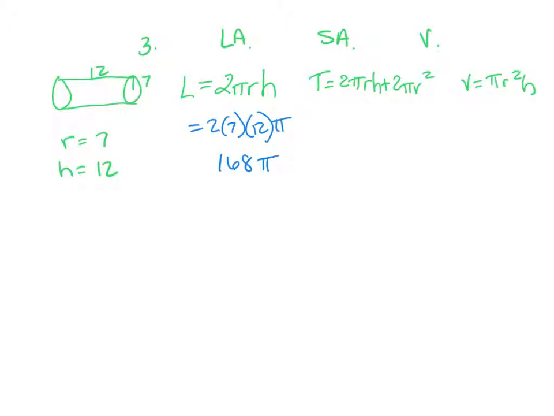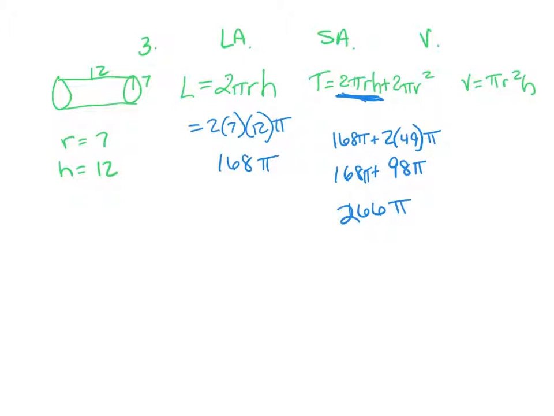Sorry about that. I thought it was 1/2. Okay. So this here is the same as what we just put in the calculator, so don't do it twice. That's 168 pi plus 2 times 49, because that's r squared, times pi, which is 98 pi. So it's 168 pi plus 98 pi is 266 pi.